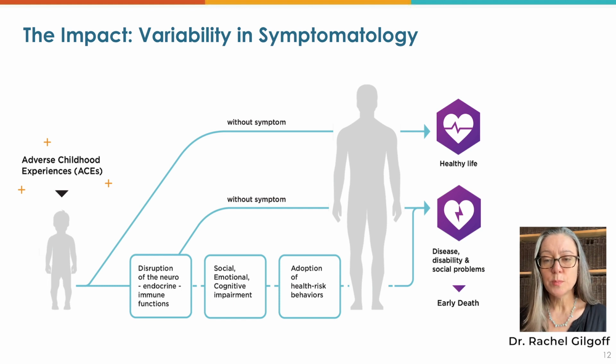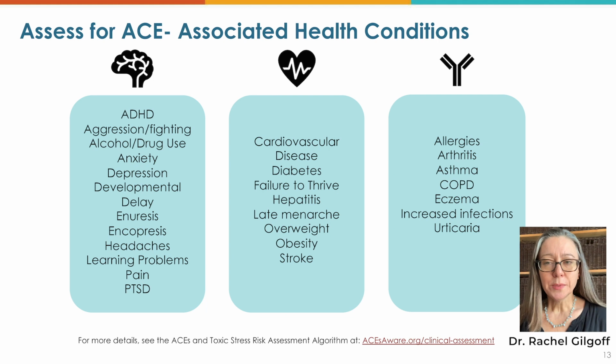And so that's why it's so important to think about ACEs and screen everyone, even those who may not be obviously symptomatic, to break this cycle. When I was working at the Center for Youth Wellness in San Francisco, we organized the ACE-associated health conditions into the categories of neurologic, endocrine metabolic, and immune as a way to help assess for signs of NEI dysregulation.